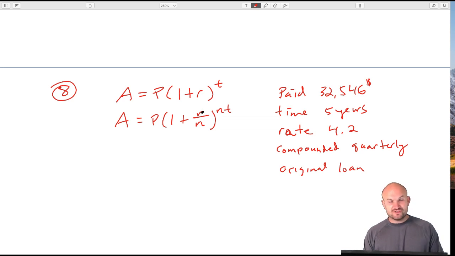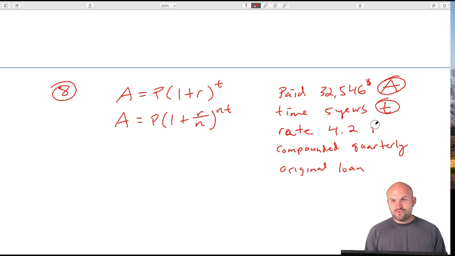this is what we're going to do. So this would be for an annual interest rate or an annual compounded periods. But now, since it's compounded at intervals, we're going to need to take into account that it's compounded quarterly. So in this case, we're going to say A. So you paid. That's how much you paid. That's your final amount. So that's going to be your A. The time is T. The 4.2 is your rate. And your compounded quarterly is going to be your N.